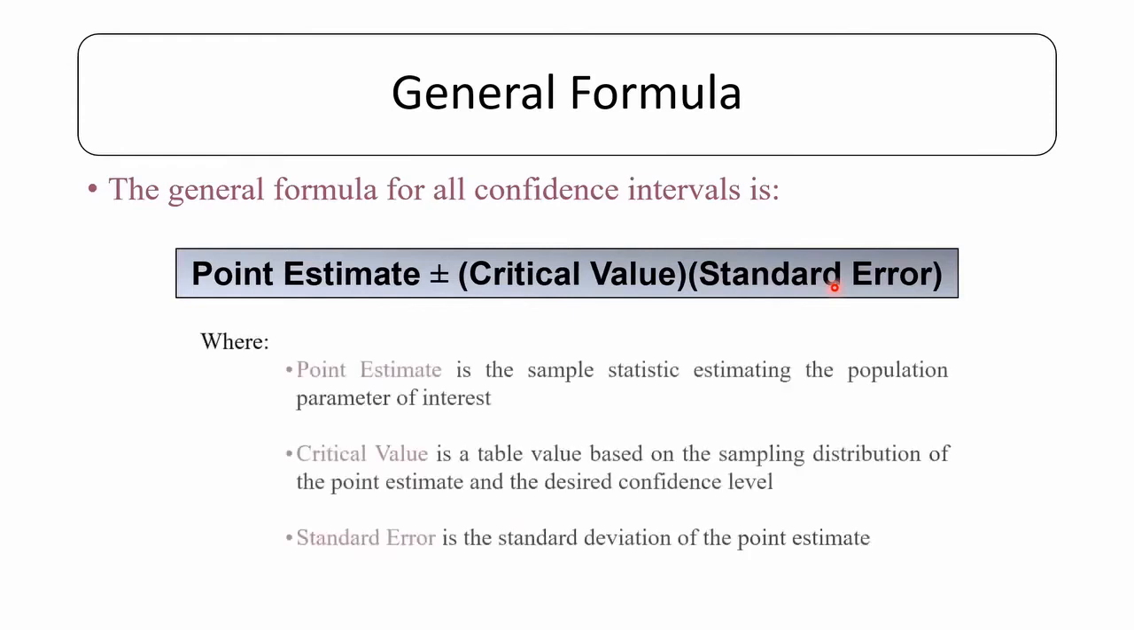So a point estimate is the sample statistics. Like I said, the sample mean, sample proportion, likewise. The critical value is a table value based on the sampling distribution. So your Z table or a T table. And standard error is the standard deviation of the point estimate.